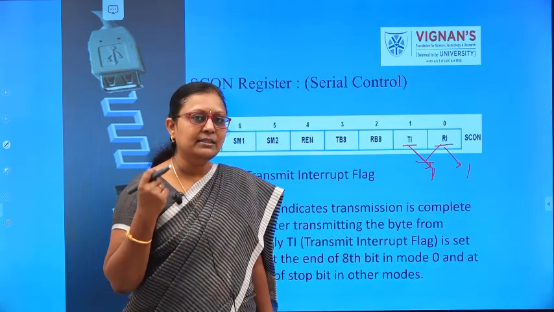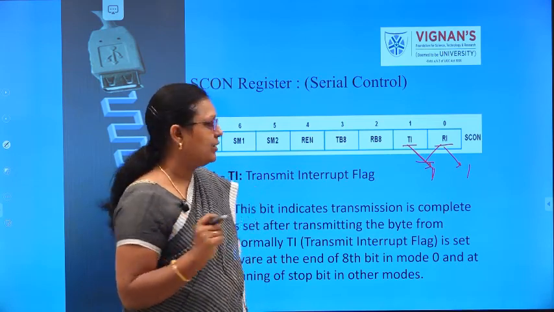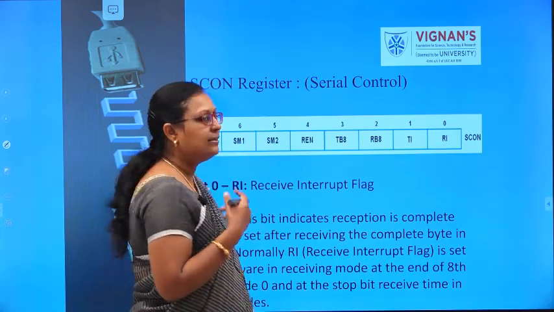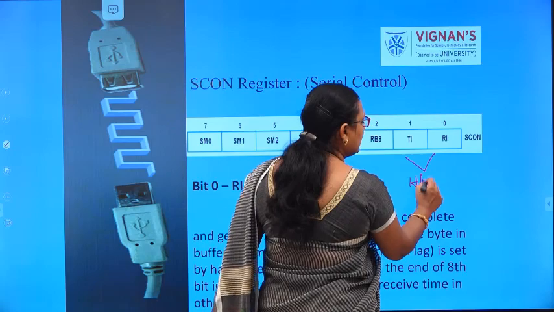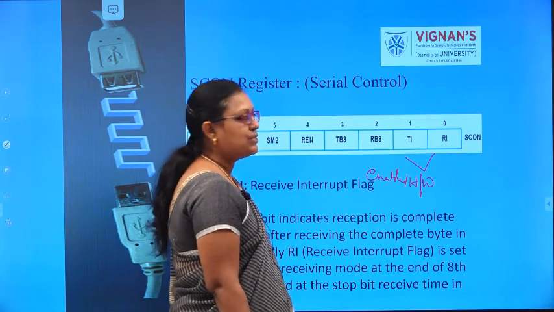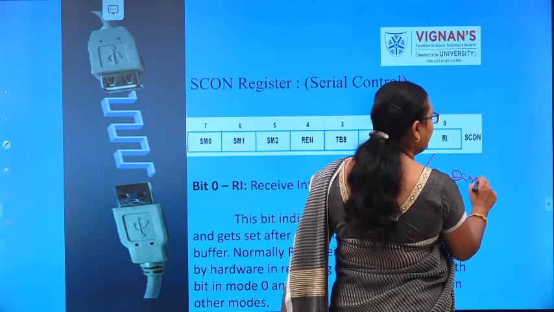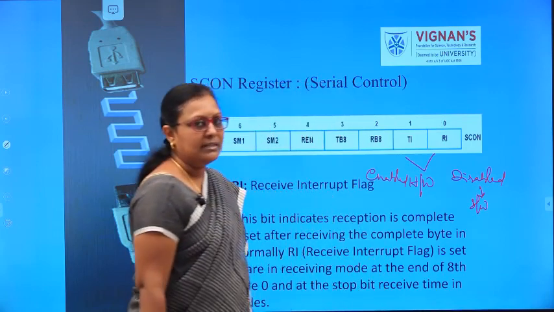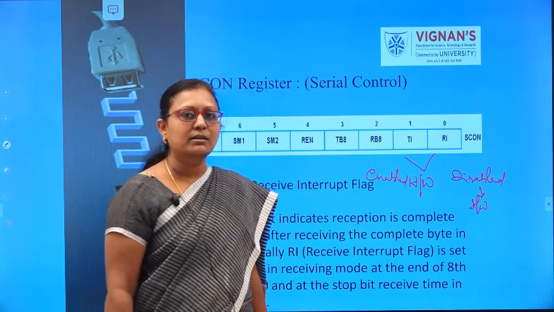If transmission completed successfully, the TI bit will get set. If reception completed successfully, the RI bit will get set. So this is the usage of the receive interrupt and transmit interrupt. These 2 bits can be set only through the hardware, and they can be disabled only through the software, that is by the programmer. Beyond that, you cannot disable these 2 interrupts by using the hardware.